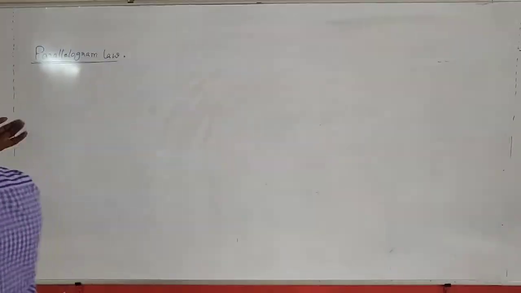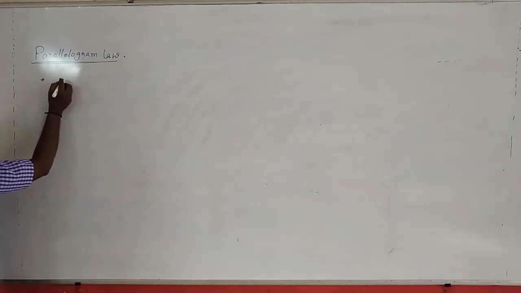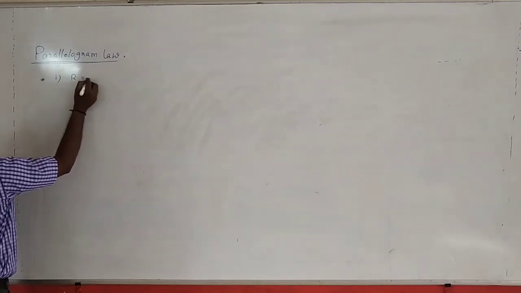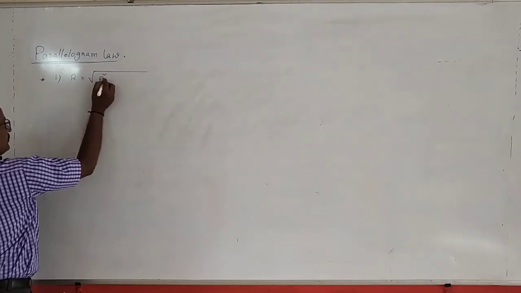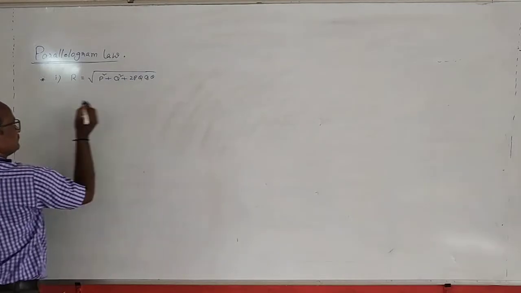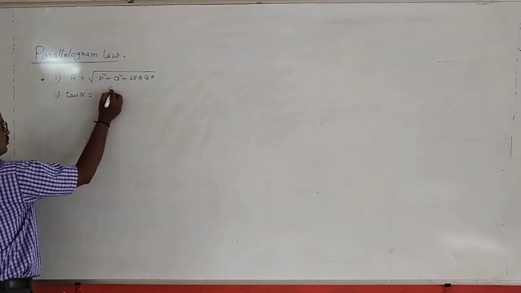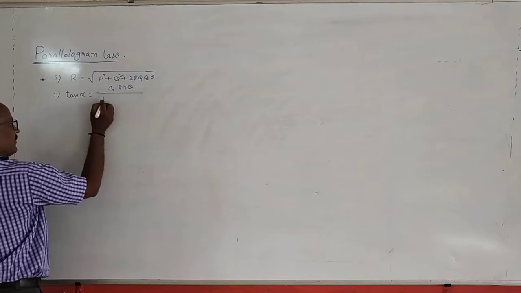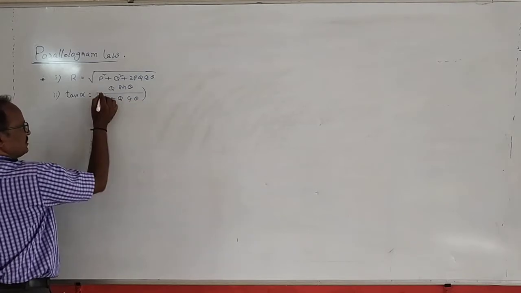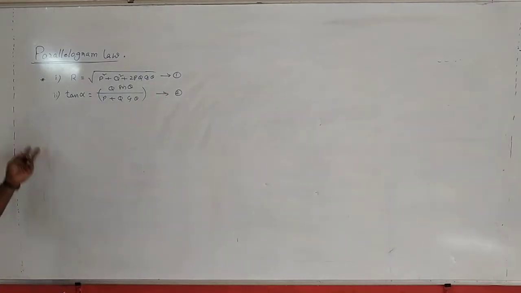See clearly, note this point. Let P bar and Q bar be individual vectors. What is the formula for the magnitude of the resultant? R is equal to root of P square plus Q square plus 2PQ cos theta. And the second one, direction: tan alpha is equal to Q sin theta by P plus Q cos theta. These are the two formulas. The first formula indicates the magnitude of the resultant. The second one indicates the direction of the resultant.